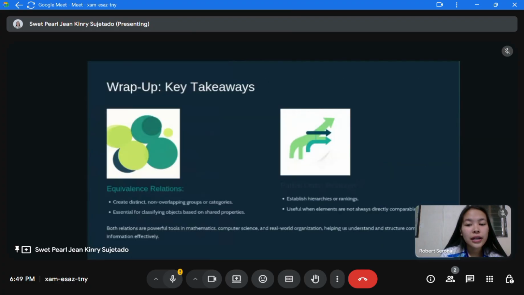Now here are our key takeaways. To end our lesson, here is the big idea, the main key takeaways that we have to remember. Equivalence relation helps us create groups based on similarity. For example, same grade, same remainder, and same color. Partial order helps us rank or organize things based on levels, like divisibility, GPA rankings, or set inclusion.